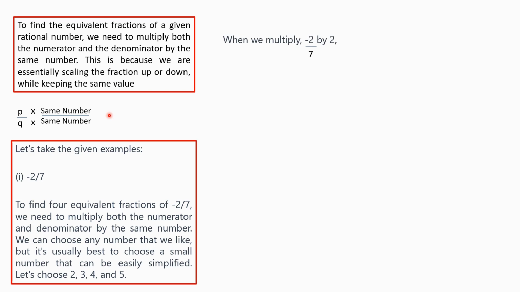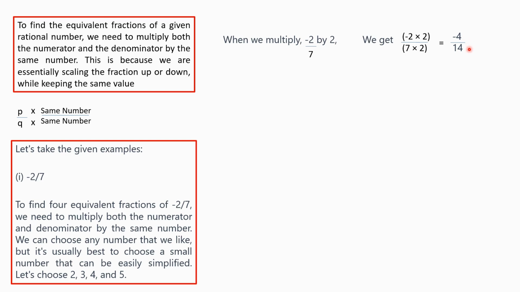In the first step, we multiply the numerator and denominator of minus 2 by 7 by 2, which gives us a new fraction, minus 4 by 14. This fraction has a negative numerator and a denominator of 14.